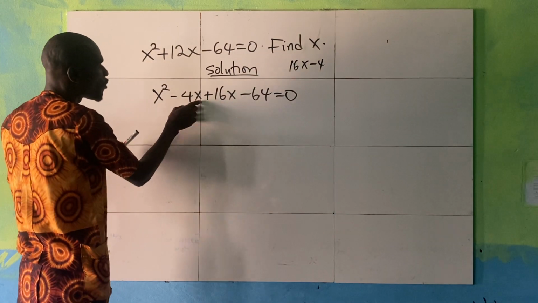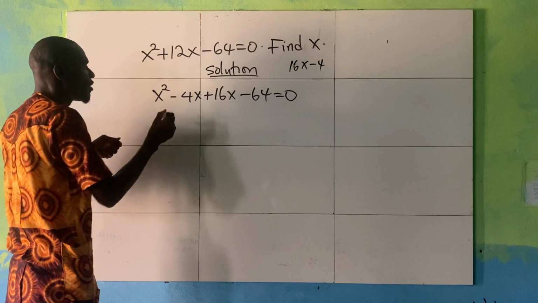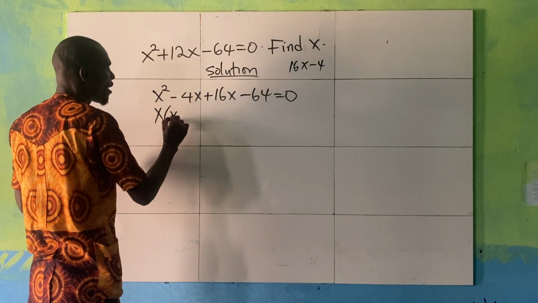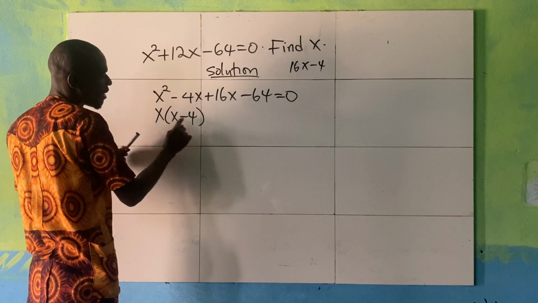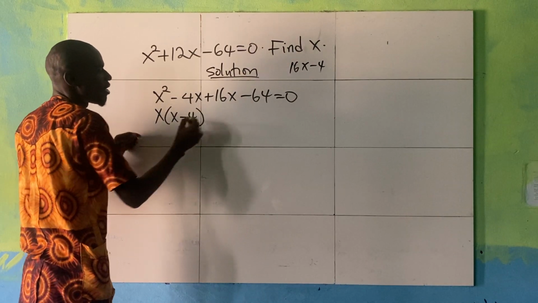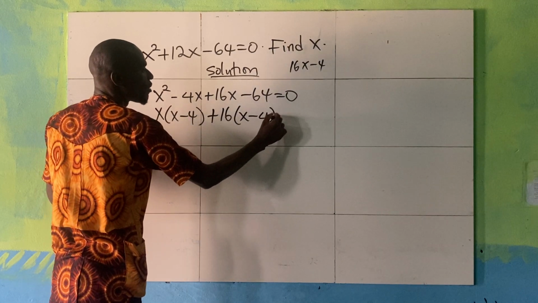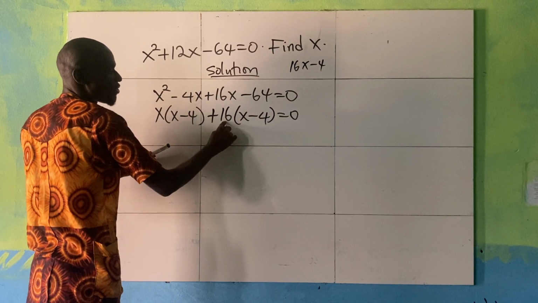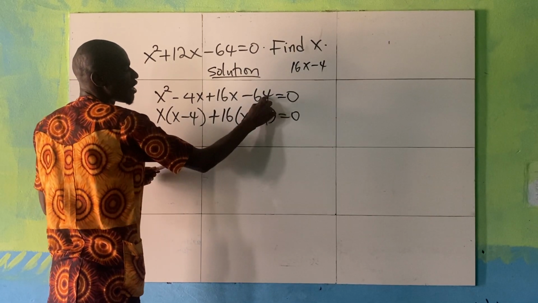So on that note, if we look at this part very well, the greatest common factor is x. So x into x minus 4. x times x, x squared. x times minus 4, you get minus 4x. Plus 16 into x minus 4 equal to 0. 16 multiplied by x, you get 16x. 16 multiplied by minus 4, you get this back.